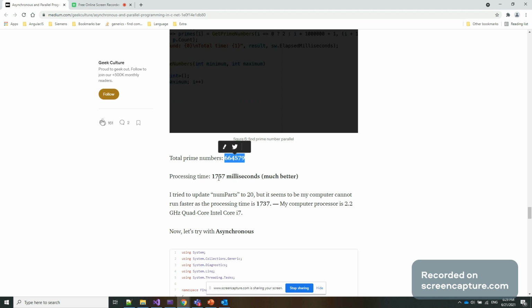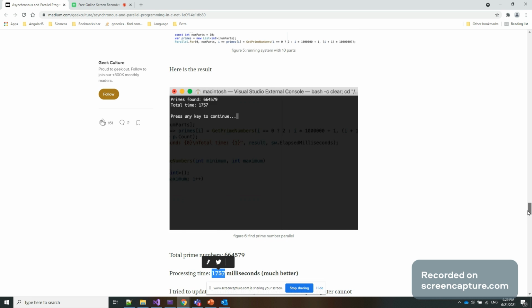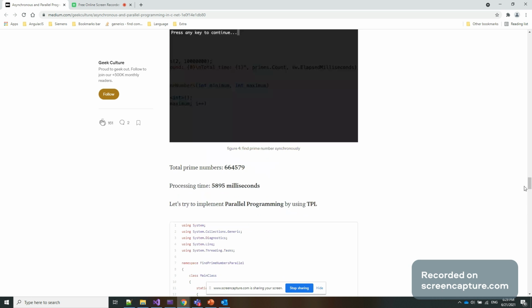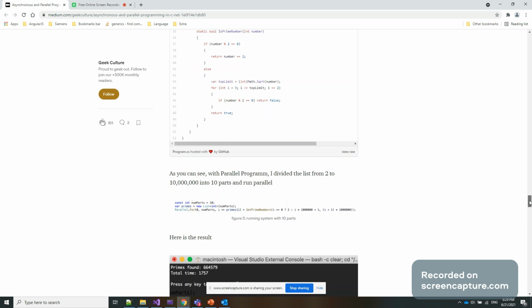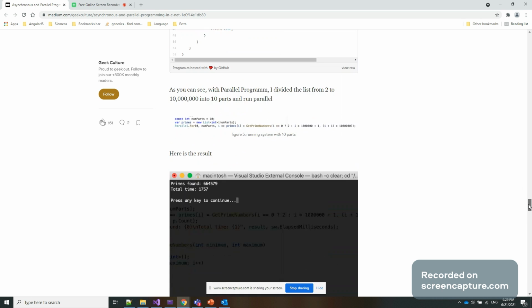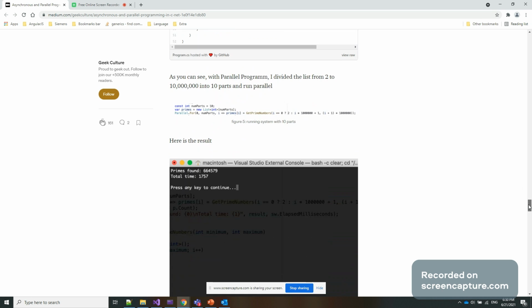You can see the processing time is 1759 milliseconds. It is much less than the synchronous programming. The synchronous programming took 5895 milliseconds, so parallel is roughly four times faster than synchronous programming.